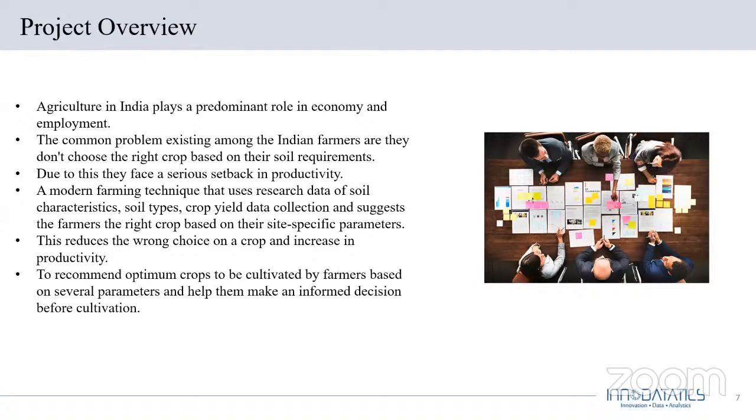As we all know, agriculture in India plays a predominant role in the economy and employment. The common problem is that farmers don't choose the right crop based on their soil requirements, climatic conditions, and market trends. Due to this, productivity is hit. To target this issue, we can use research data for soil types, crop yield, weather conditions, and market trends, and suggest the right crop to farmers based on their site-specific parameters. In this case, it is the Telangana region.